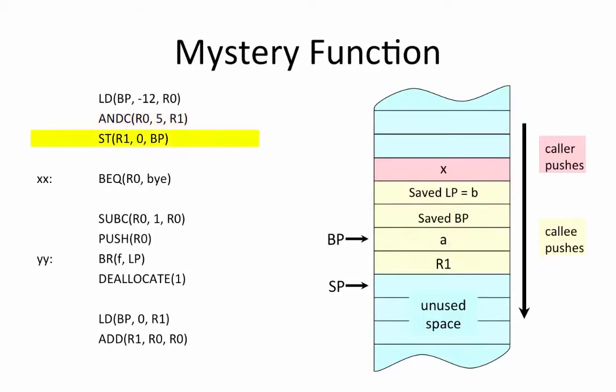Since the destination of a store operation is determined by adding the contents of the last register in the instruction to the constant, the destination of the store operation is the value of BP plus 0. So as expected, variable A is stored at the location pointed to by the BP register.